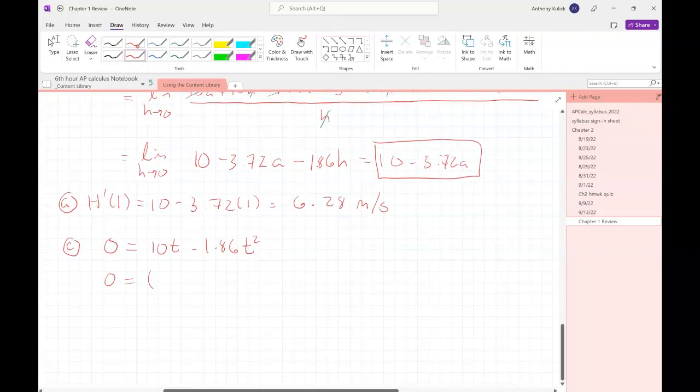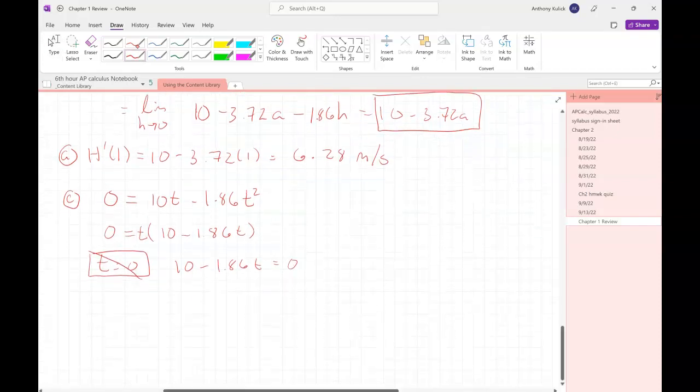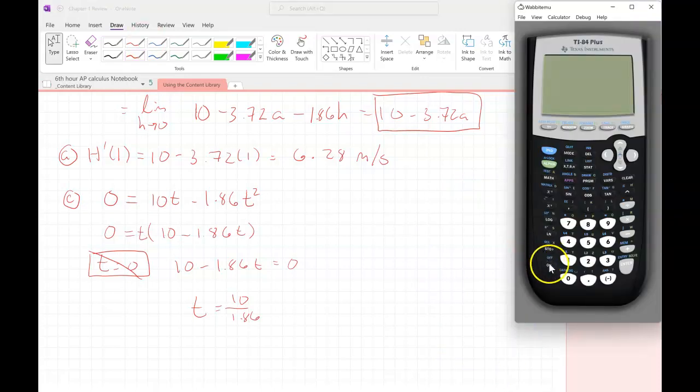To solve this, I'm just going to factor. So I can take a greatest common factor of t out. When I set each piece equal to 0, I get t equals 0, but that's not the answer I'm looking for, right? That's the initial state where a rock is sitting on the surface or whatever. So I get 10 divided by 1.86, whatever that comes out to be. 5.38-ish.